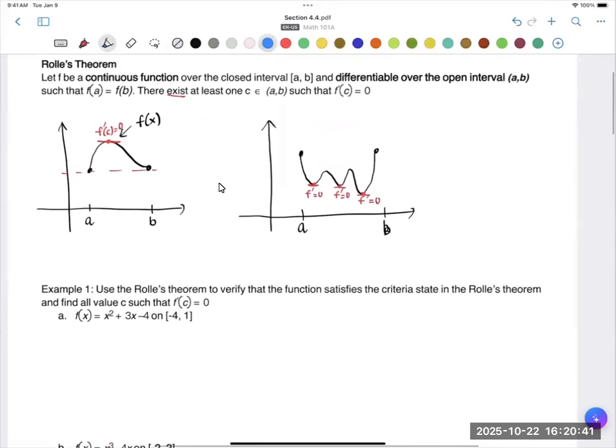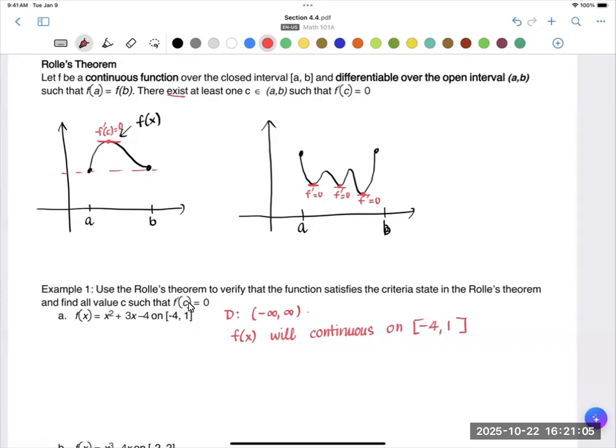Okay, so the first thing that we have to do is double check to see, is this a continuous function? Yes, this is a polynomial function, continuous everywhere. So the domain of this function is all real numbers. So yes, f of x is continuous on [-4, 1]. Now we have the first condition holding, and the derivative of this function is also defined between -4 and 1.